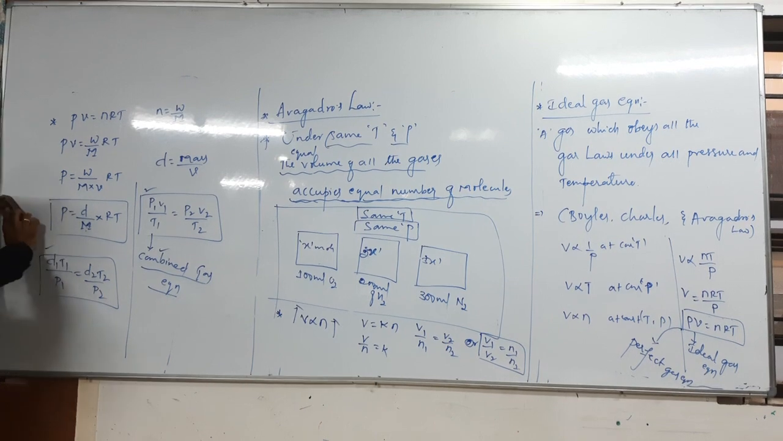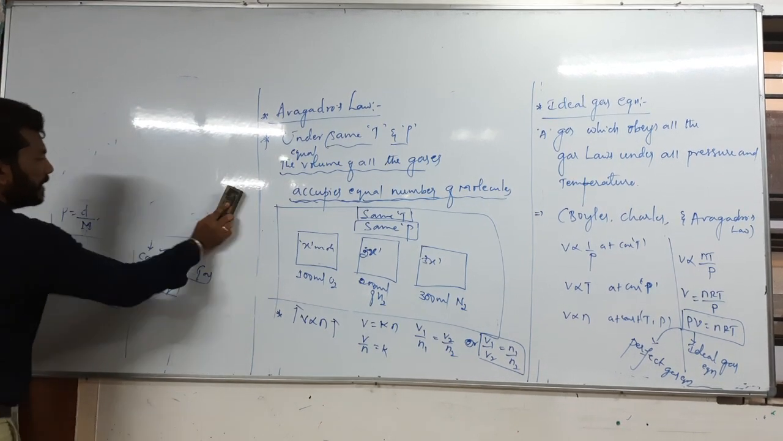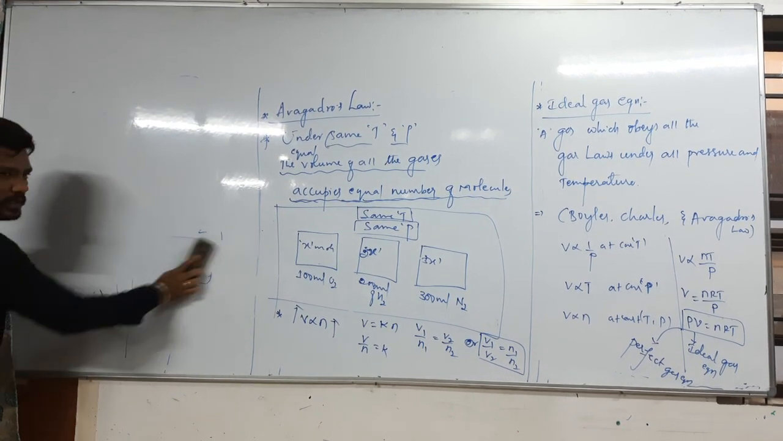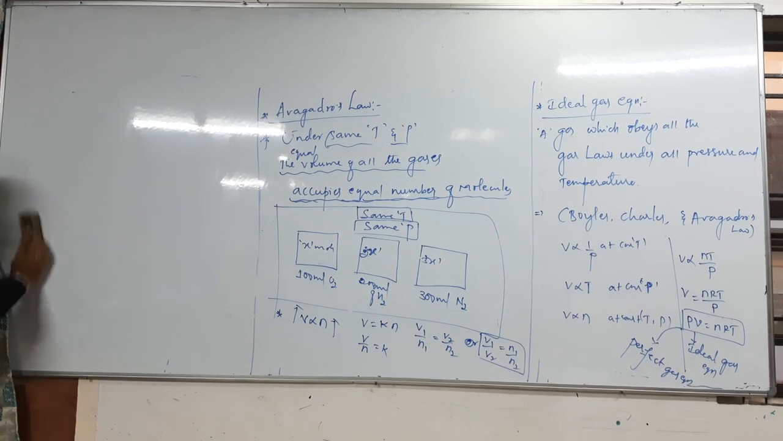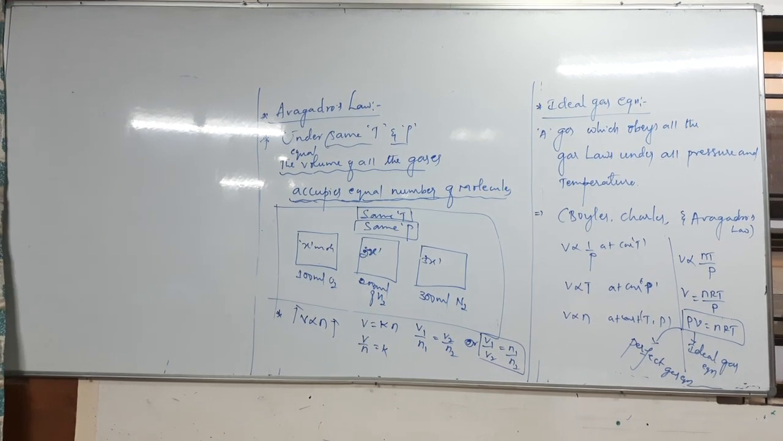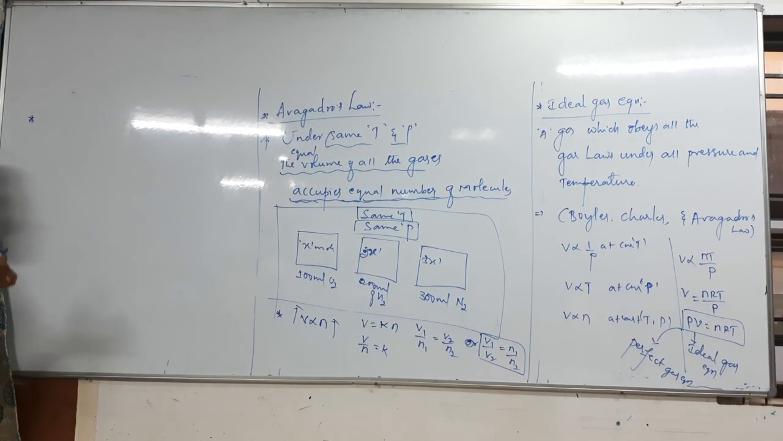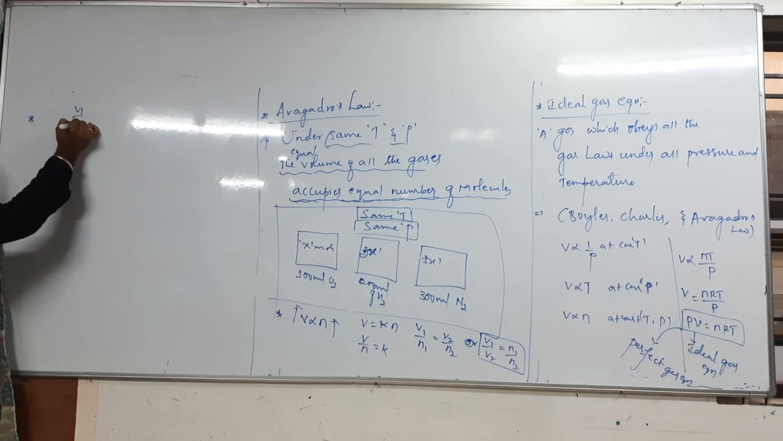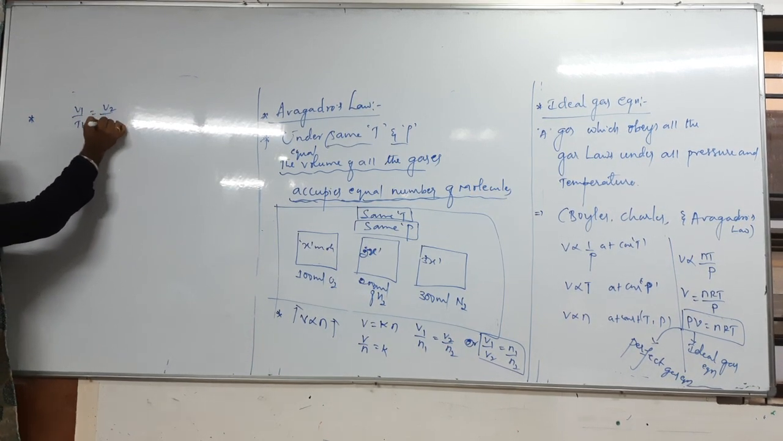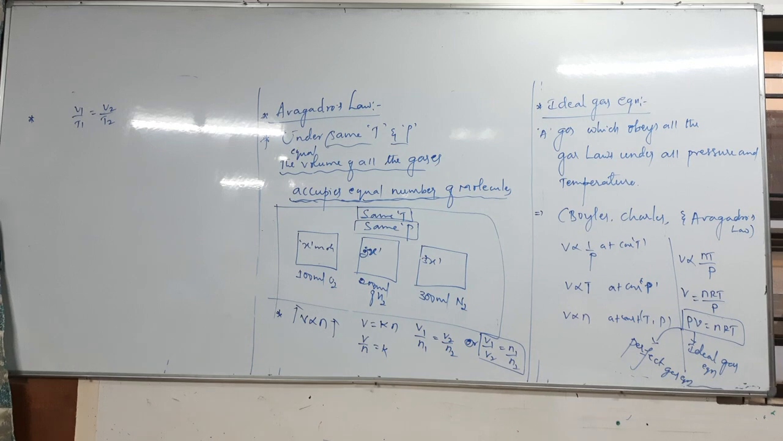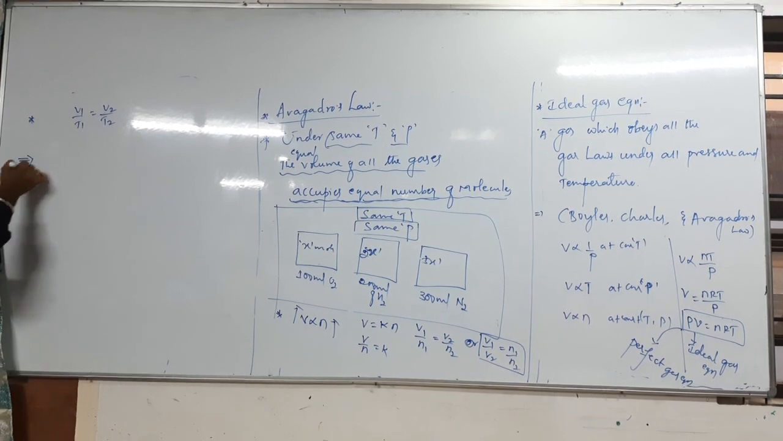Okay, this is based on which particular gas law equation? It is based on Charles law. So according to Charles law, what equation do we have, at constant pressure? At constant pressure we have V1 divided by T1 equals V2 divided by T2.